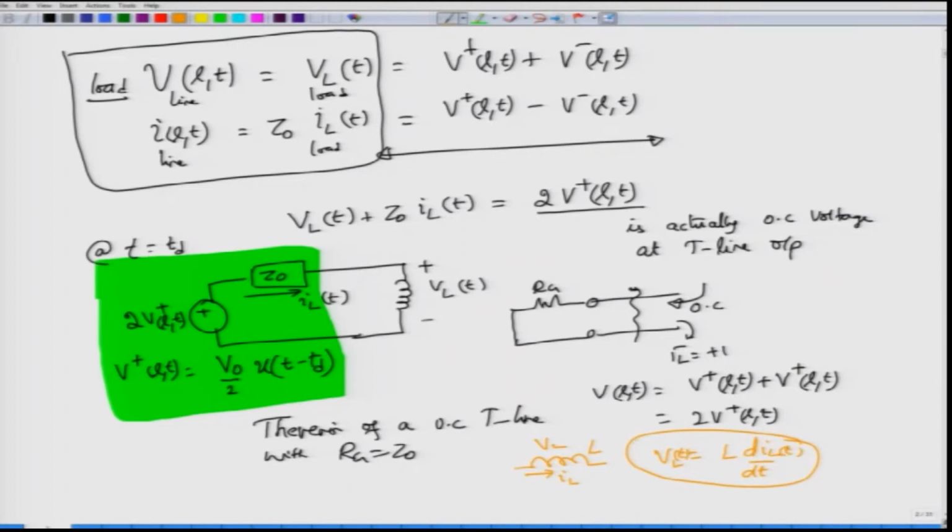So I can substitute this expression into this equation, and then try to find out VL. Because this is unknown, this can be expressed in terms of IL of t or its derivative. This is known to us because this is the input that we have considered. So this 2V plus L of t is actually known, because V plus, the incident voltage at the load, is given to us as V0 by 2 U of t minus Td. So let us do that one.